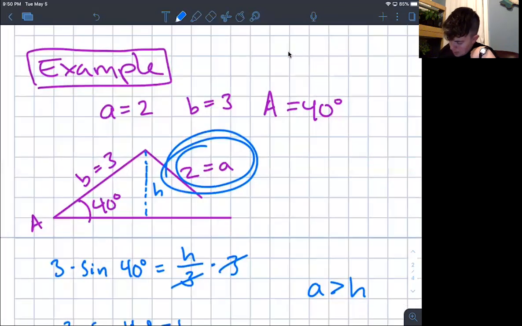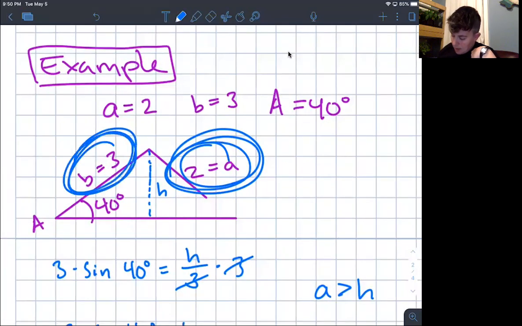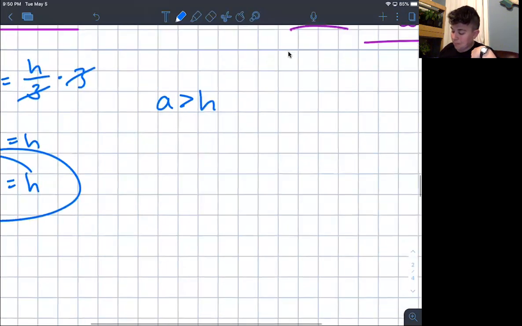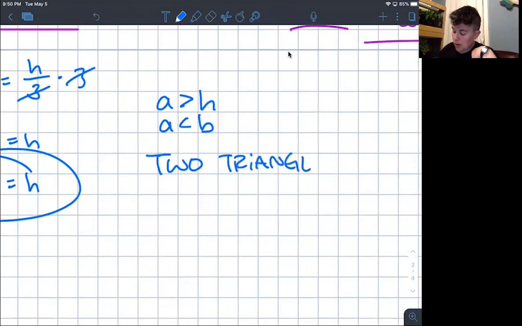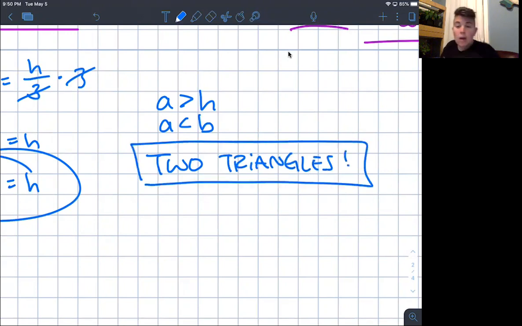So here is side A, here is side B, the other known side. It is less than that. So y'all, that means we are going to have two possible solutions or two triangles. You can write solutions or triangles here, whatever floats your boat. So when you're solving that one, you would want to look for two triangles.